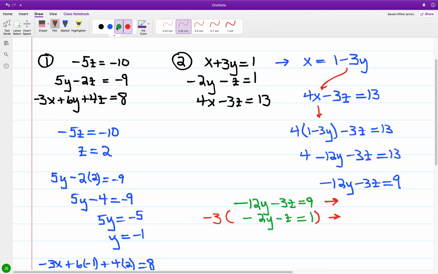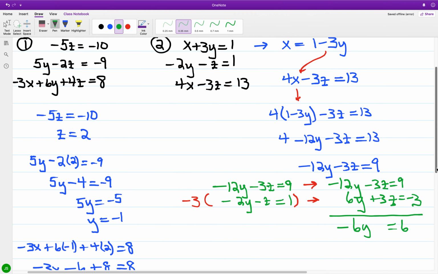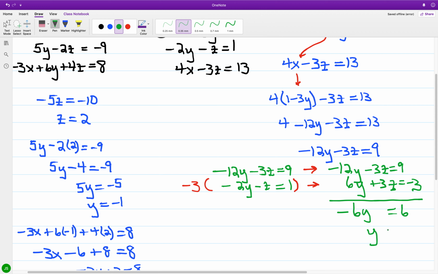So we have negative 12y minus 3z is equal to 9. And multiplying the second equation by negative 3, we're going to have 6y plus 3z is equal to negative 3. If I add the equations together, negative 12y plus 6y is negative 6y, and 9 plus negative 3 is going to be a positive 6. With division by negative 6, y comes out to negative 1.